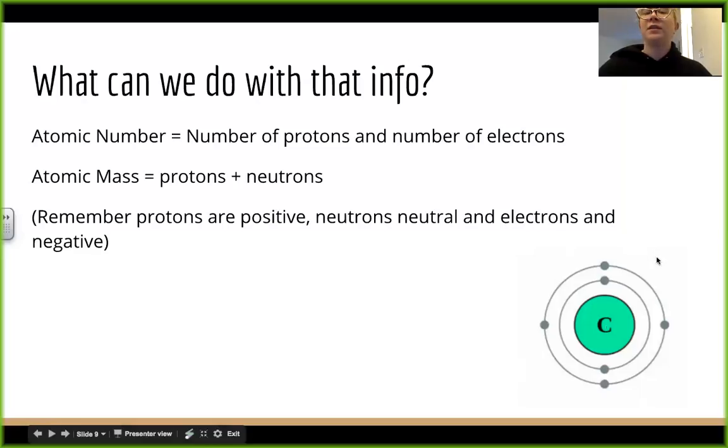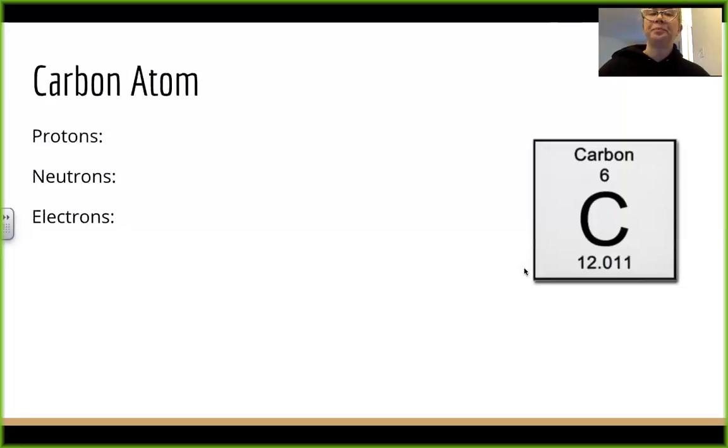Oh, and by the way, this is a Bohr model of carbon, right? It's a way to represent it. We just put the C in the middle so people know it's carbon. And then there are 1, 2, 3, 4, 5, 6 electrons floating around on the outside. We'll talk about those types of models later as well.